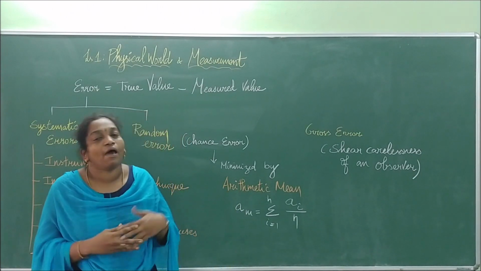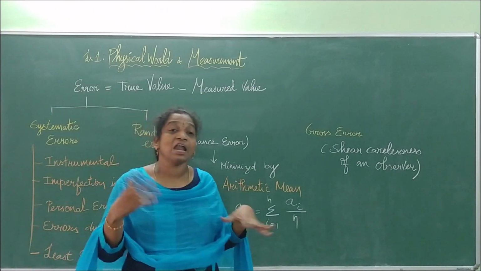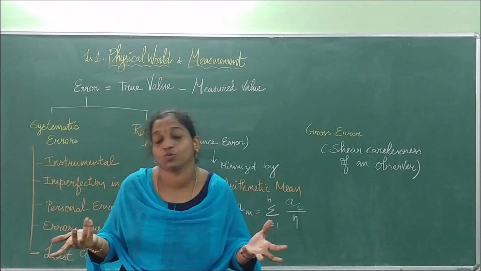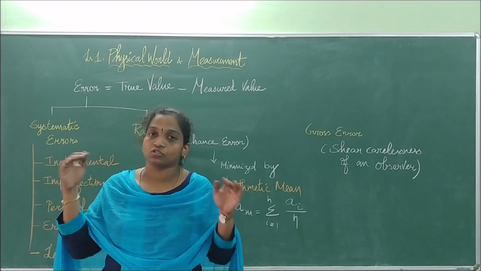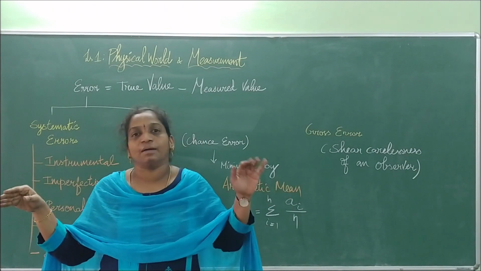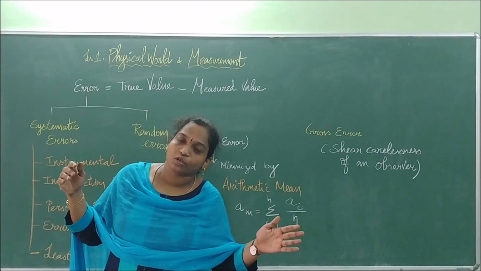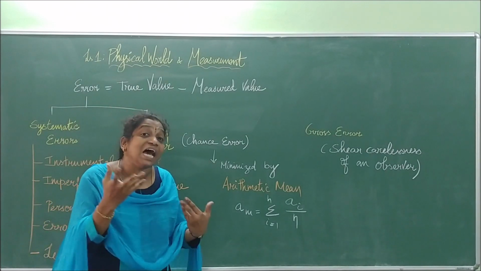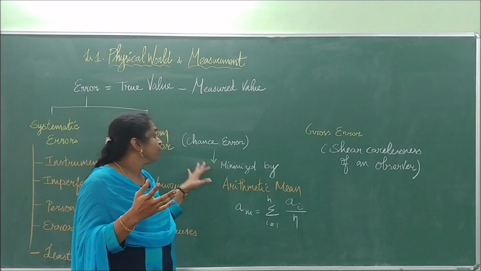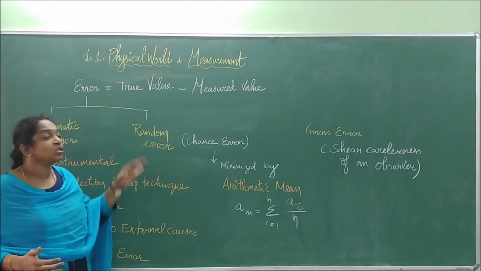The next is random error. Random error means something we didn't expect, happening randomly. For example, voltage fluctuation in our home: it is not constantly 220. Sometimes it will be 218, sometimes 220, sometimes 217. Randomly it changes in this manner. We can also call this chance error, the chance in which it happens.